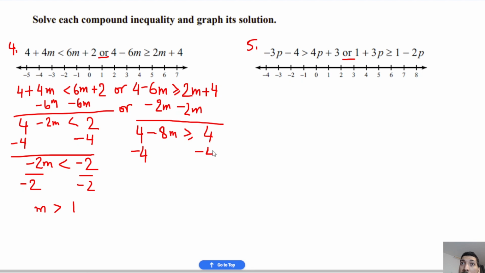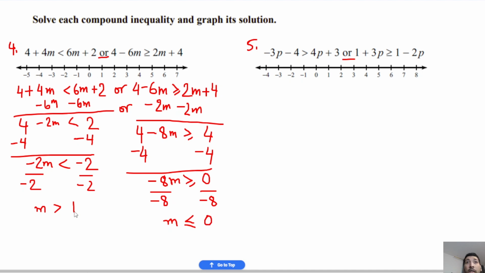Subtract 4 from both sides, we have negative 8m greater than or equal to 4 minus 4, that is 0. If we divide both sides by negative 8, we also get 0, but remember that we are dividing by a negative number, so the sign would reverse. In this case, it would be m less than or equal to 0.